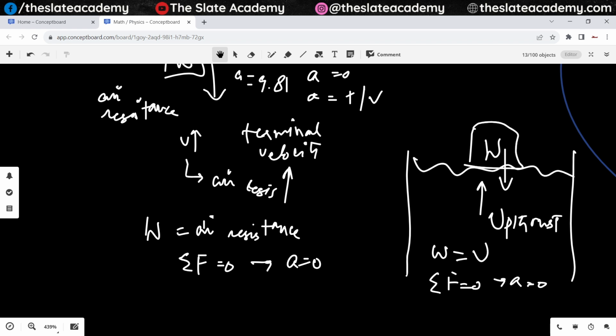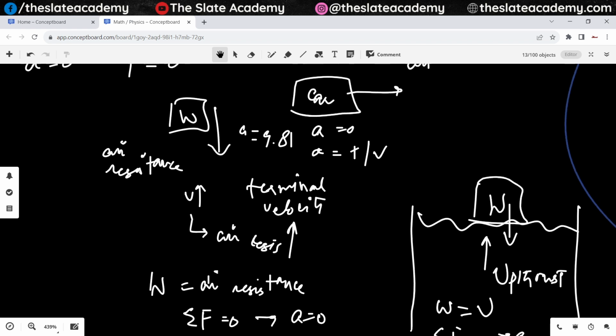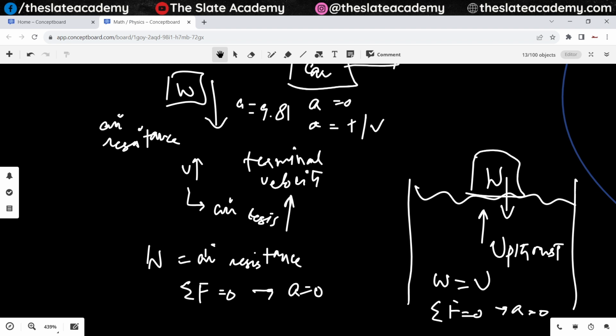Understood? So this terminal velocity can not only be achieved for a body falling through the air, it can also be achieved for a body falling through liquids. And instead of air resistance, obviously this is liquid, so the counter force that we have would be upthrust. This also understood, sir? Yes.